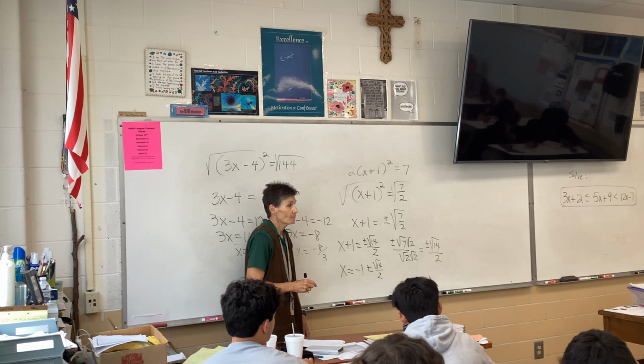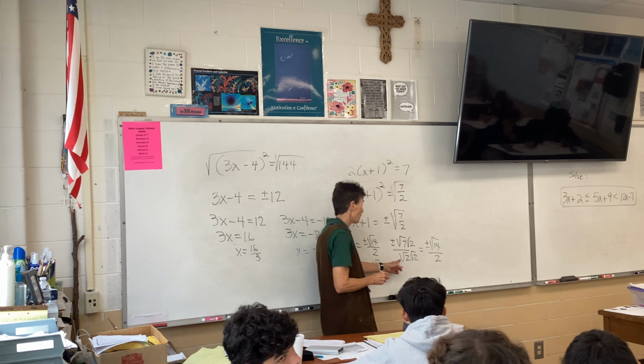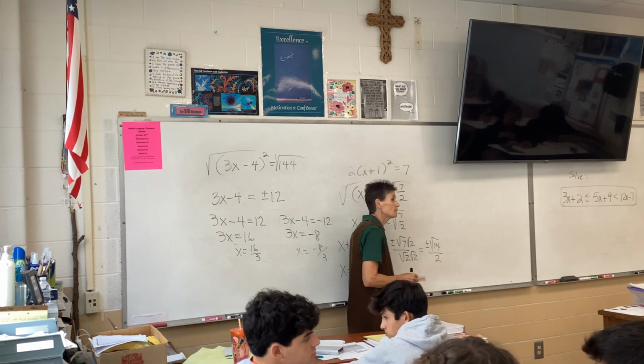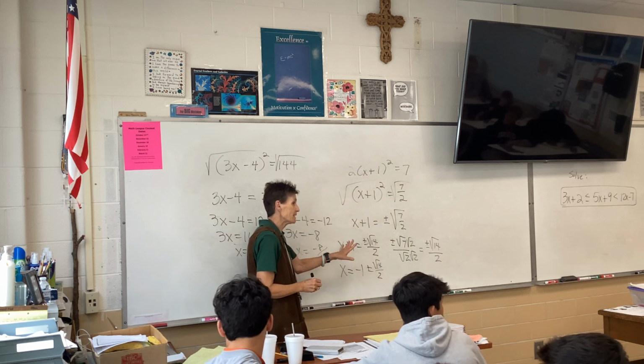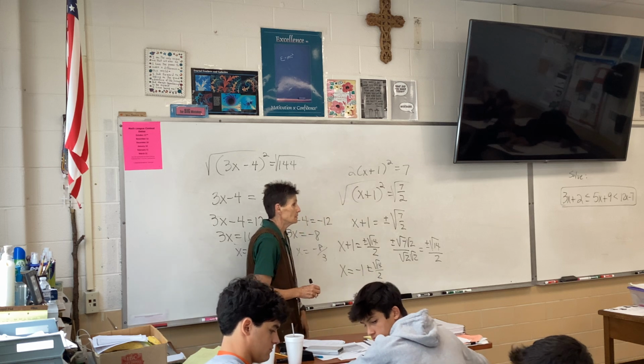You know why the 2 stays at the bottom? It's the square root of 2 times the square root of 2, which is the square root of 4, which is 2. And that's why we did it, because we want a plain number down here and not a radical.